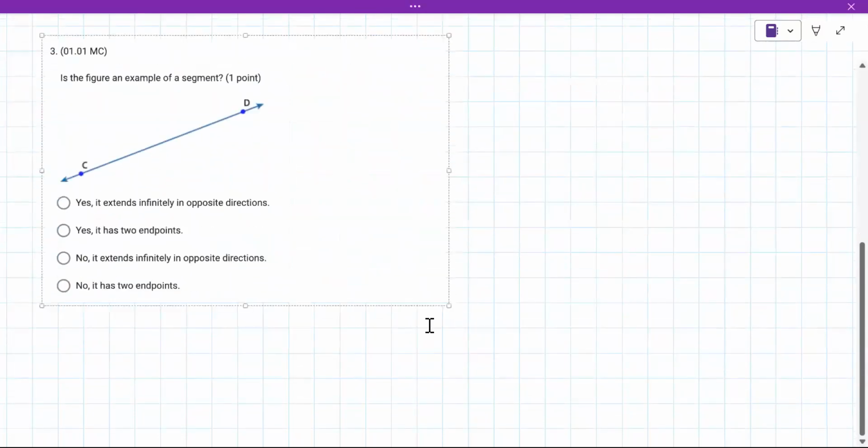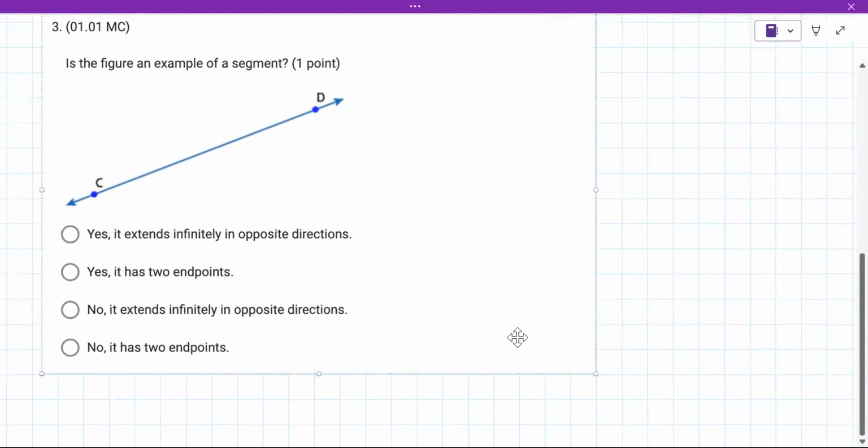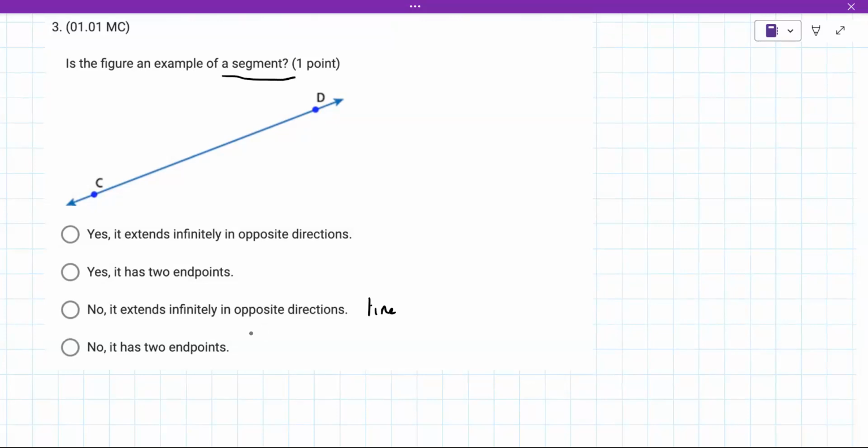We got, is the figure an example of a segment? So a segment is fixed. This is not fixed. It extends off in both directions. So no, it is not a segment. It actually extends infinitely in opposite directions. That's the example of a line. It has these endpoints, but it extends past each of them. All right.